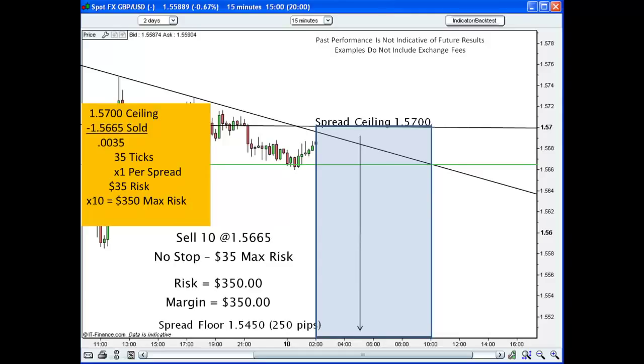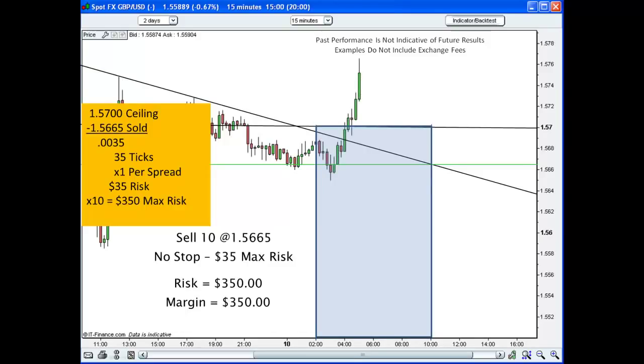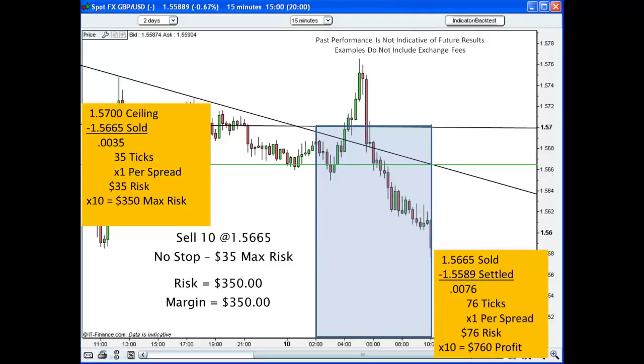With that trade, your risk is $350 and your margin is $350. That's all you're putting up to place the trade. A lot less than we were looking at before. And so the market spikes up, but you know what? You're down, but you're not out. You have time to be right. Market comes back down, you were right, and then the market settles at 1.5589. You make 76 ticks on the trade. You do that on 10 spreads that you sold. You made a $760 profit on the trade.